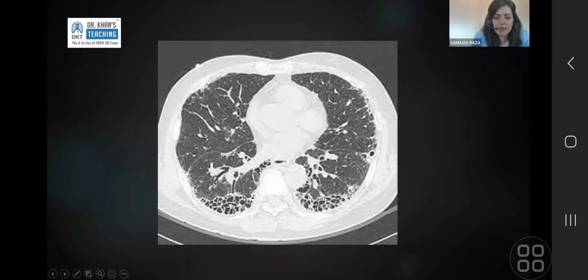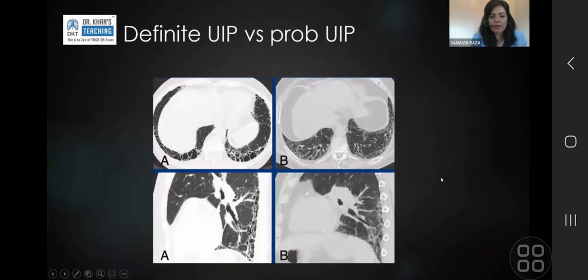This is how typically you would be very happy calling it honeycombing. You can see stacks and stacks of cysts and you can see a dilated bronchus going into it. If you saw that, you would be very comfortable calling that honeycombing. The problem happens when they're not so obvious.